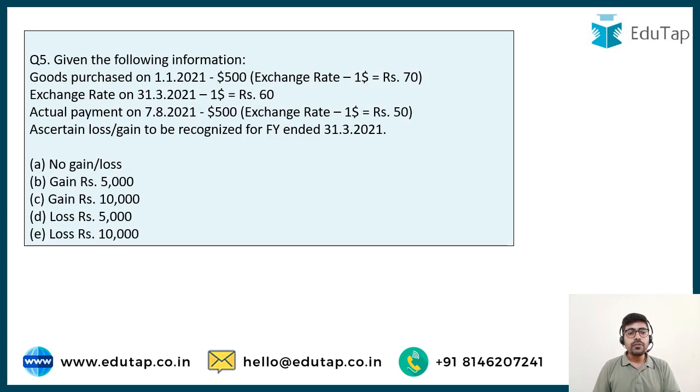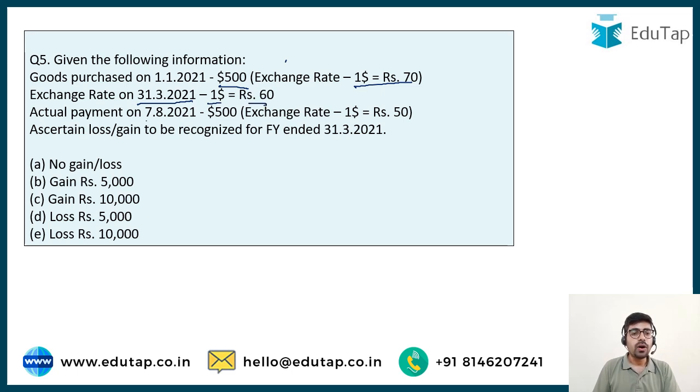Now there is a question for you guys. This question has to be solved by you. Goods were purchased on 1st of January 2021, $500 worth of goods were purchased. Exchange rate was $1 is equal to rupees 70. Exchange rate on 31st March 2021 was $1 is equal to rupees 60.